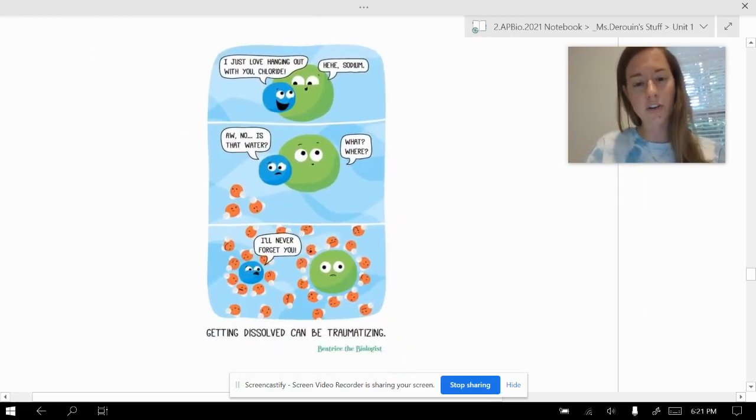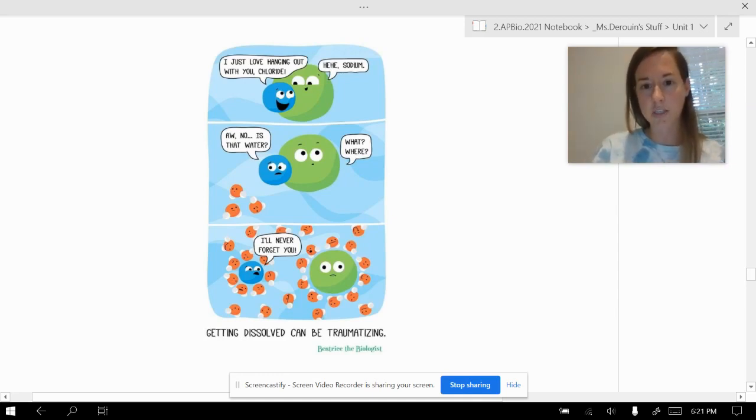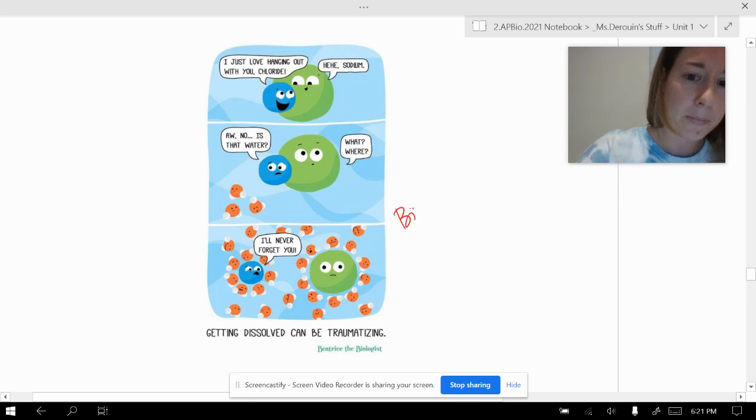Here's just another little cartoon about water breaking down, being that biological solvent. So that's what this is about.